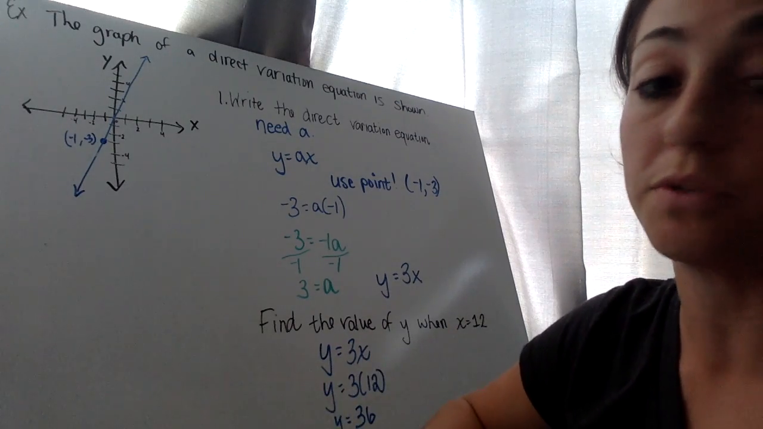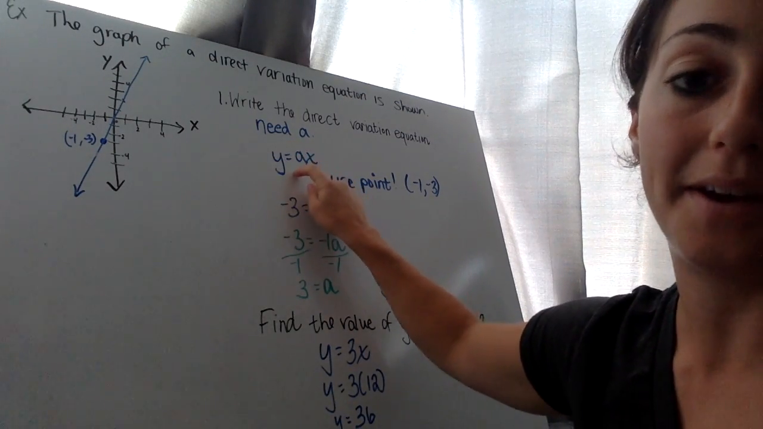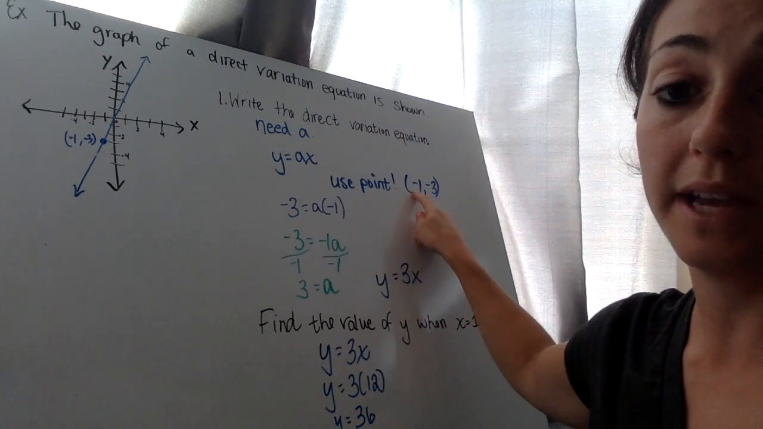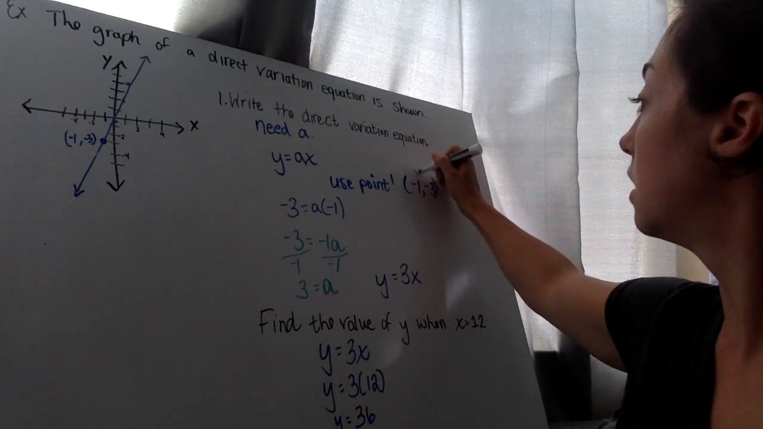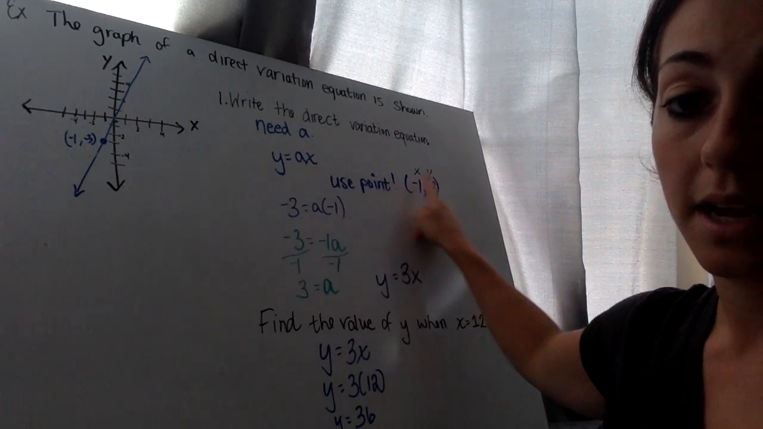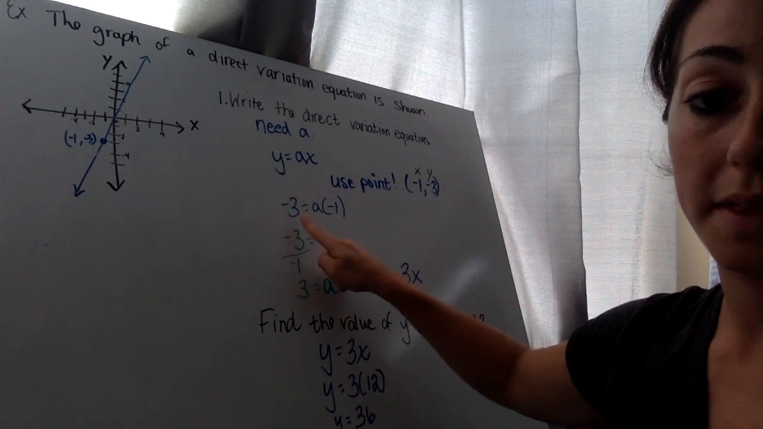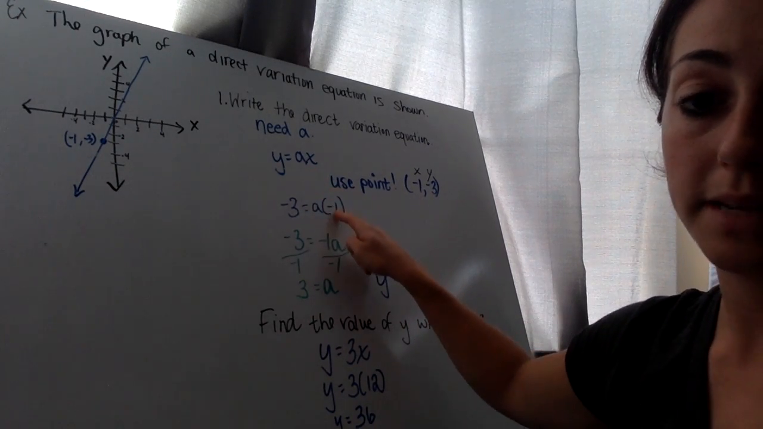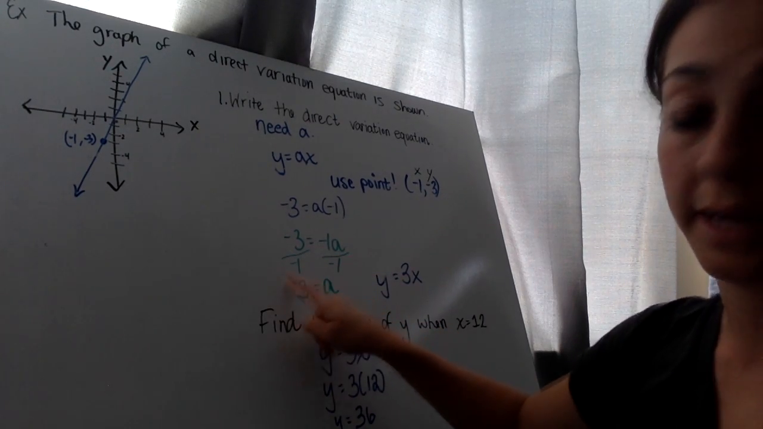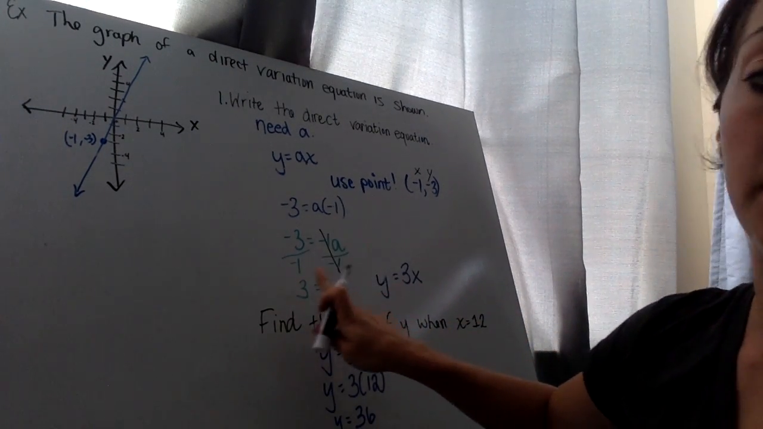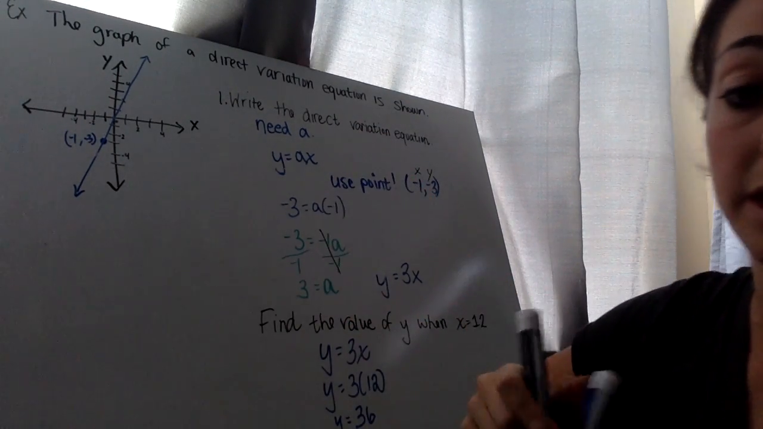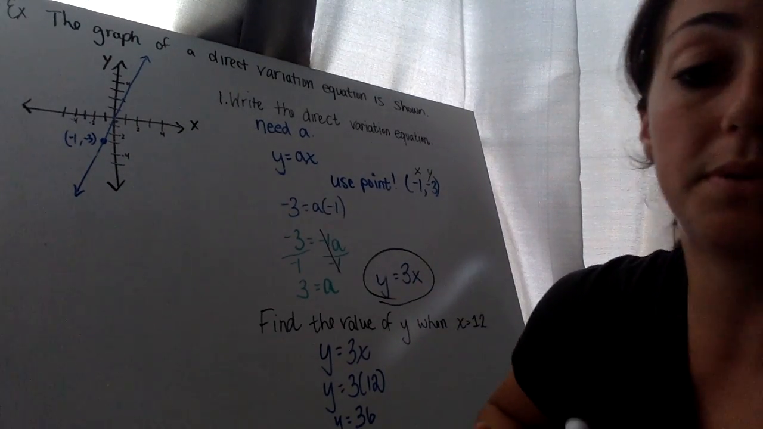So direct variation equation, remember it's y equals ax, but a had a number in it, so we need a. Well, we're going to use the point to find a. We have -1, -3. This is an x, and this is a y. So I'm going to plug in -1 for my x and -3 for my y. And then I have -3 equals a times -1. a times -1 is -1a. Divide both sides of the equation by -1, and a equals +3. So there we go. I got my constant of variation. Can I write my direct variation equation? Yes, I can. It's y equals 3x.